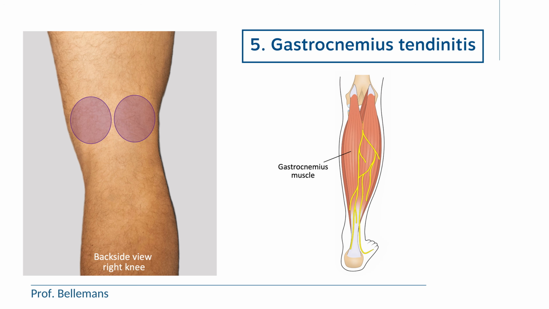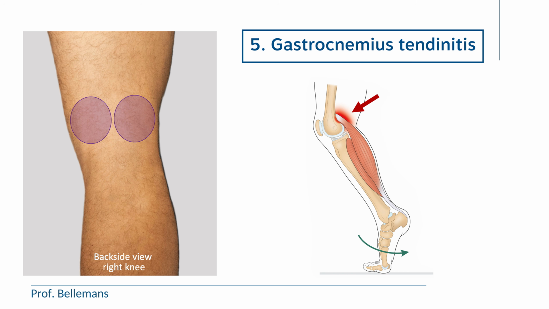5. Gastrocnemius tendinitis. In gastrocnemius tendinitis, there is inflammation at the insertion of the gastrocnemius muscle, either on the medial head or on the lateral head, or both. The pain is located somewhat higher up than in the previous conditions. Also here, this is a relatively common condition that is easily overlooked. Especially runners or athletes who use their calf muscles a lot are prone to this injury.